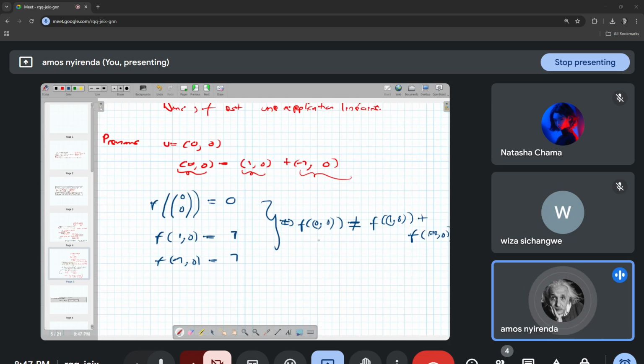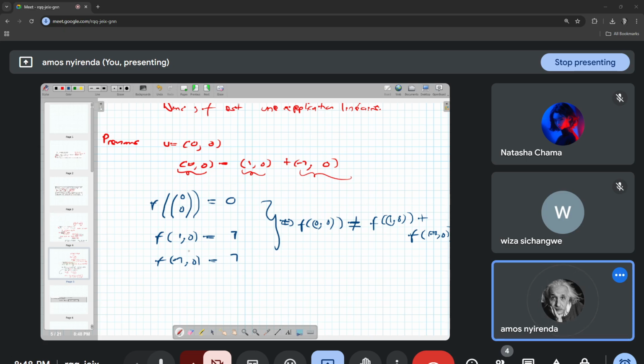But here we see that for the vector 0, 0, which is our counter example, f of 0, 0 is not equal to f of 1, 0 plus f of minus 1, 0. This is one possible decomposition of the vector 0, 0. You can also decompose 0, 0 into 2, 0 and minus 2, 0, or 3, 0 and minus 3, 0. It's exactly the same thing. All you need is one counter example to disqualify one of the two properties we're supposed to check if a particular application is to be linear.